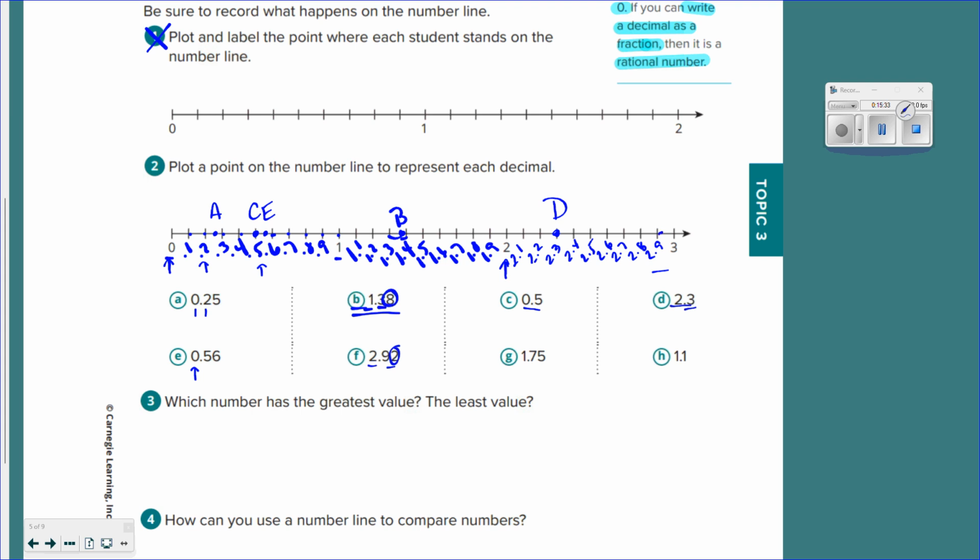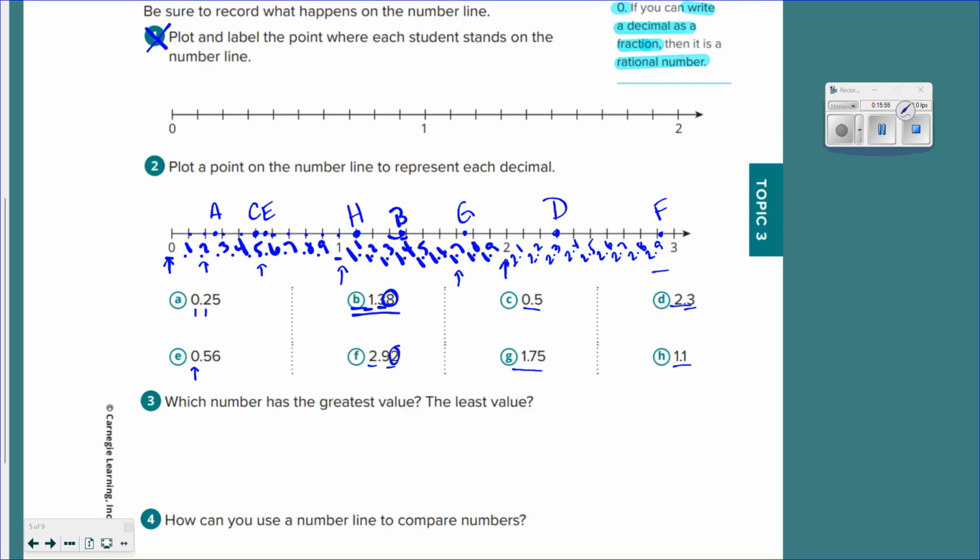There's our F. Our next one, 1 and 75/100. So again, I'm past the 1. I go to the 7/10. Then the 500 goes a little bit about halfway past that. There's our G. And then our last one is right at that interval, 1 and 1/10. So that's what your number line should have looked like.